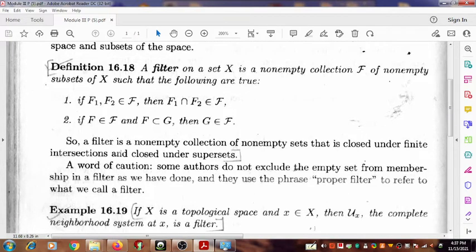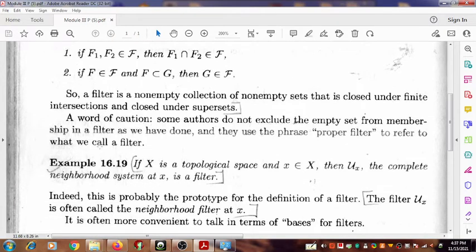So what does it mean? The second condition says that it's closed under supersets. So the first condition says that the collection is closed under taking finite intersections of its members, and the second condition says that it's also closed under the operation of taking supersets.